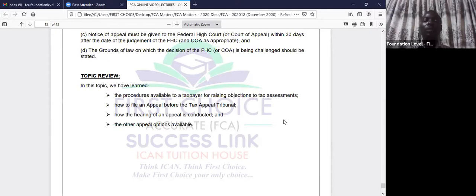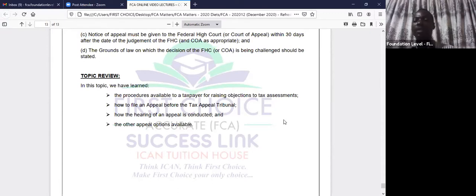Then we've seen how you can make your appeal to the tax appeal tribunal. You who bring your case must have the proof; the onus of proof or the burden of proof lies in your hand. So how will you prove your case? By answering all questions, by producing all documents, and by telling the truth.